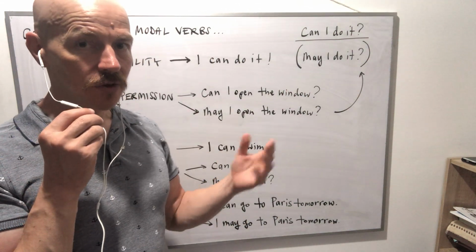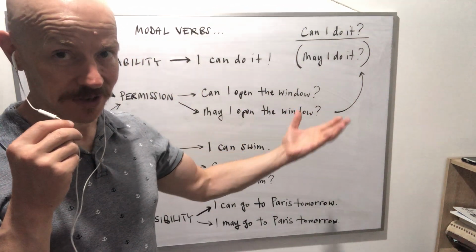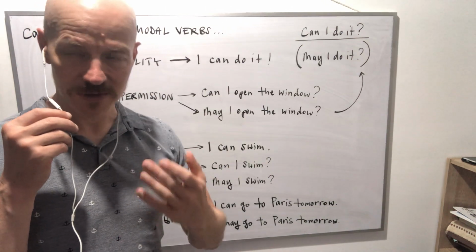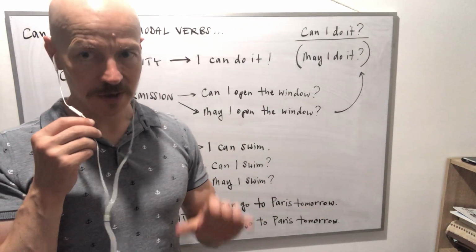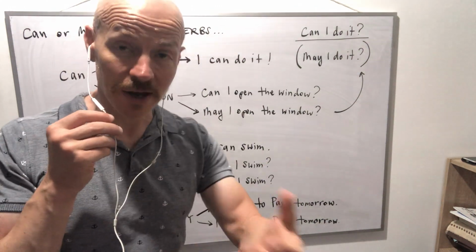Usually, if you want to request permission to do it, I would like to do the thing, may I do it is very clear. There's no confusing because we only use may I to ask permission. May I ask you a question?